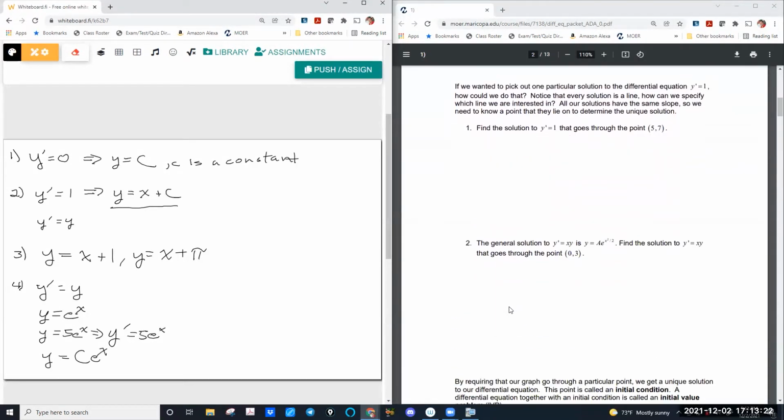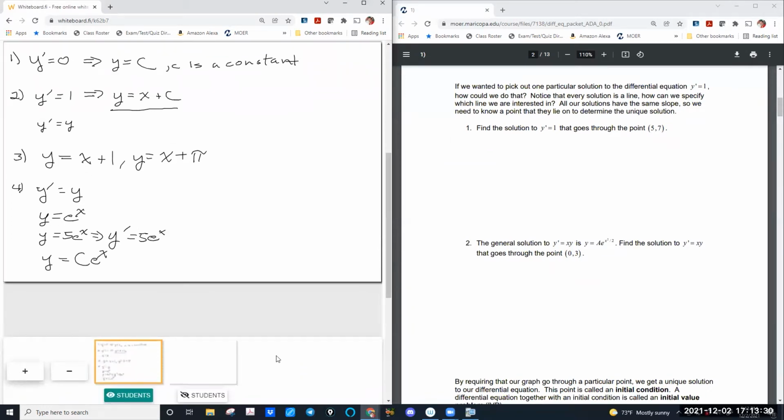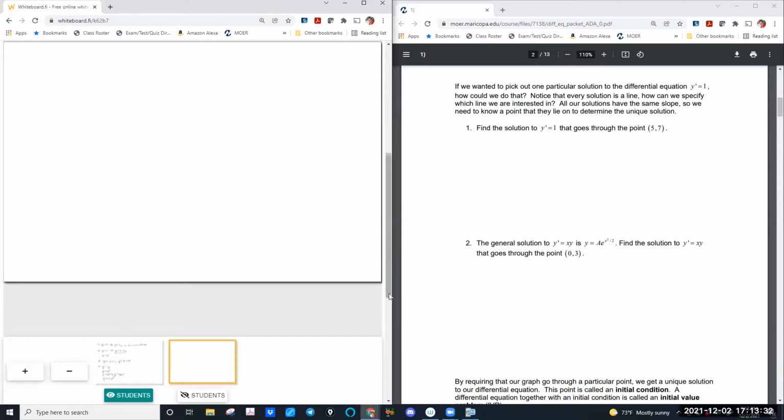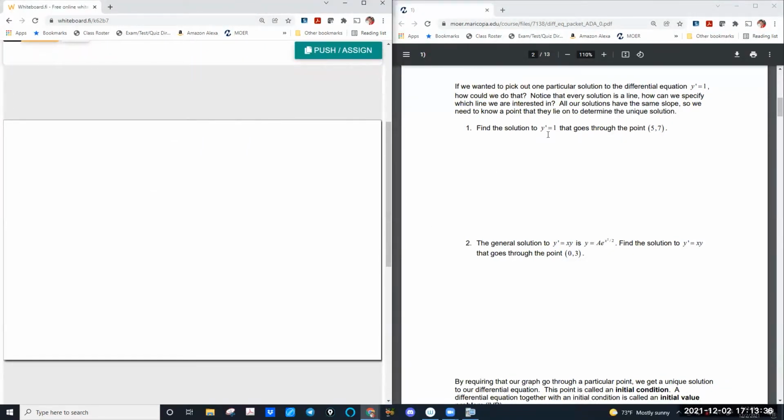Now we're on to the second page, and we're going to talk about finding a unique solution. Again, this is something you've done before. What happens here is we have a differential equation plus what's called an initial condition. In differential equations, these get called initial value problems.